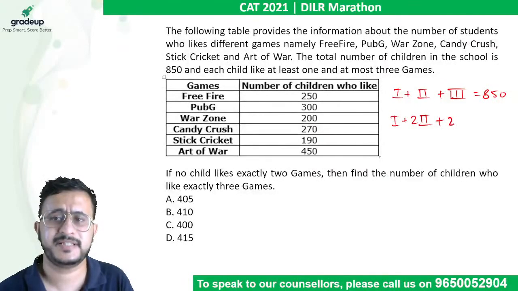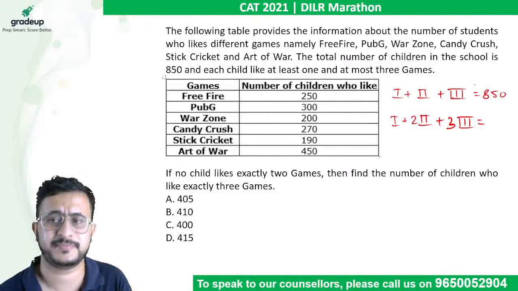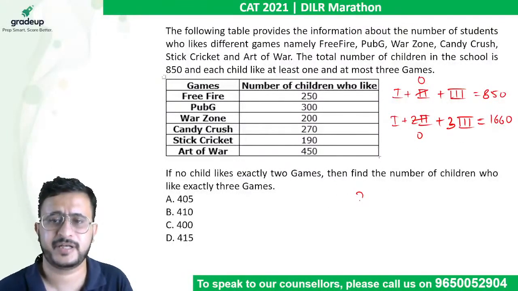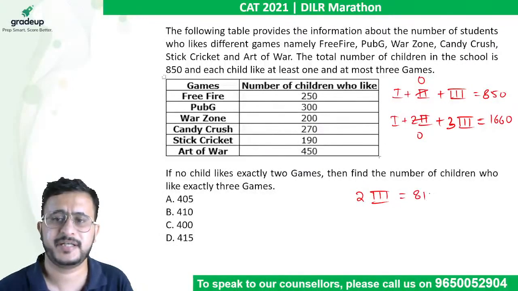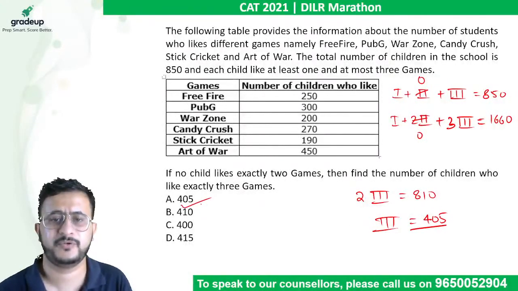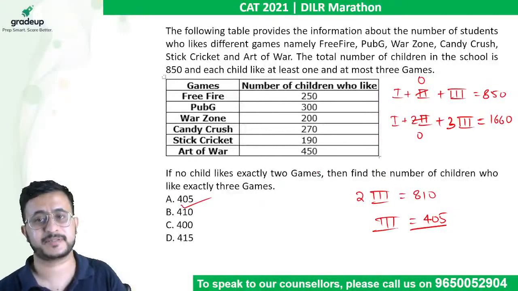So always remember these equations, 1 plus 2 plus 3, this is the total number of items and this is the count of items. Okay, so it says that 2 is 0, right? So what do you get? If you subtract it, you will get 2 times 3 is equal to 810. So 3 is equal to 405. So there are 405 people who will like exactly 3 games.